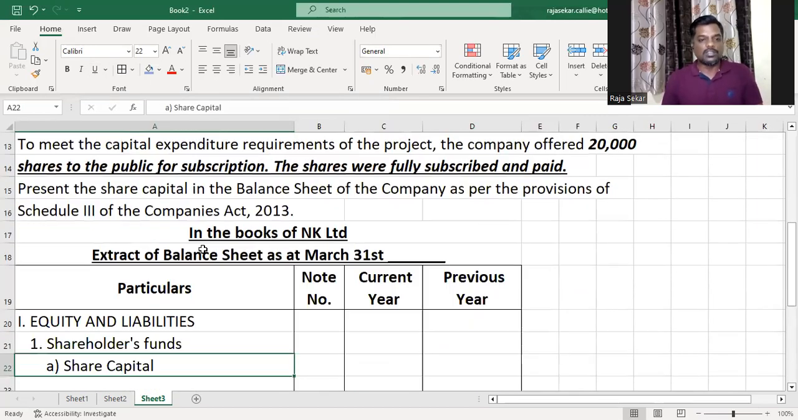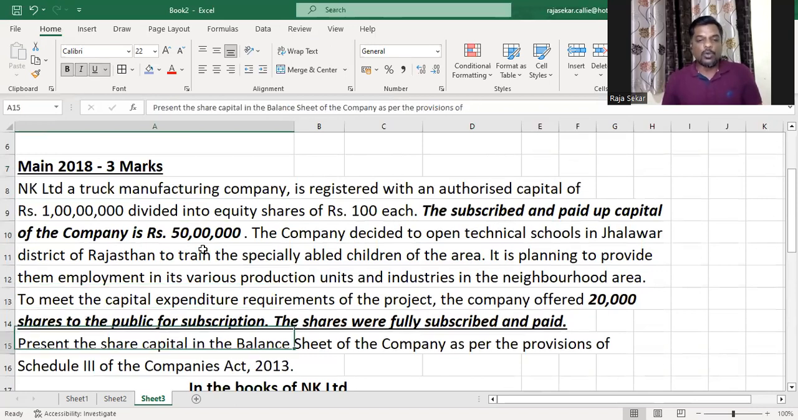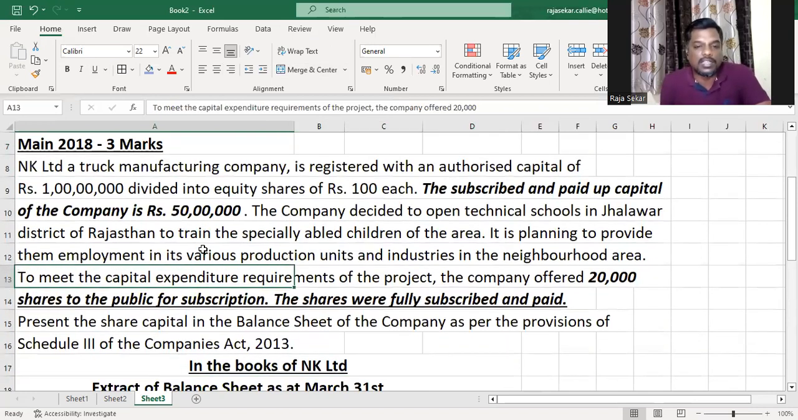Now, let's look at the question. The question says, see, most people are fooled by this sentence. Now the company has issued 20,000 shares to the public for subscription. So everyone believes that we are supposed to write 20,000 only there. But the company already has 50 lakh rupees in the share capital as subscribed and paid up. Now, would it have become subscribed and paid up capital had it not been issued? So that 50 lakhs is also part of your issued capital. Understood or not, my dear children?